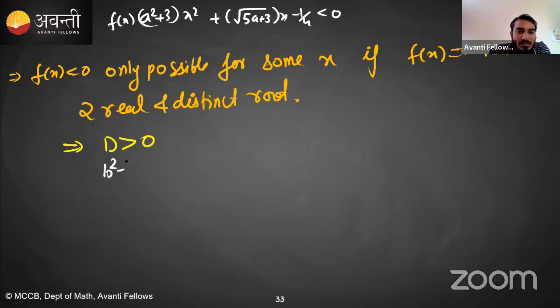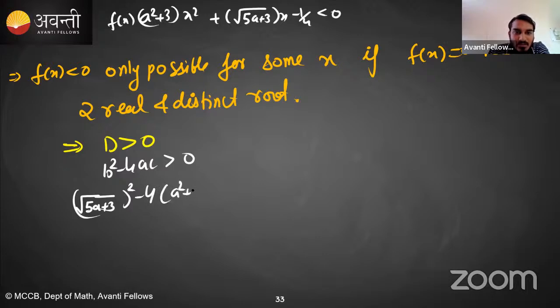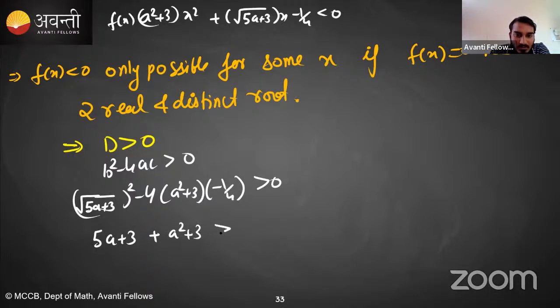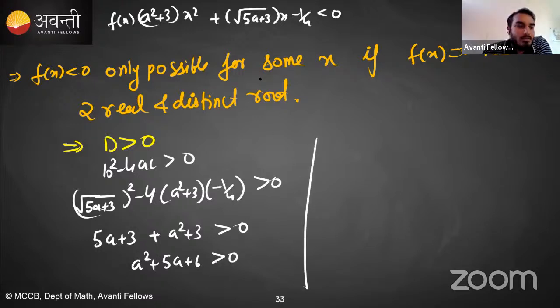So what is D? B square minus 4AC greater than 0. What is B? B is nothing but root 5A plus 3, whole square, minus 4A. What is A? Coefficient of x square, which is A square plus 3. What is C? Constant, which is minus 1 by 4, greater than 0. So this is nothing but 5A plus 3 plus A square plus 3 greater than 0. So this is A square plus 5A plus 6 greater than 0, right?